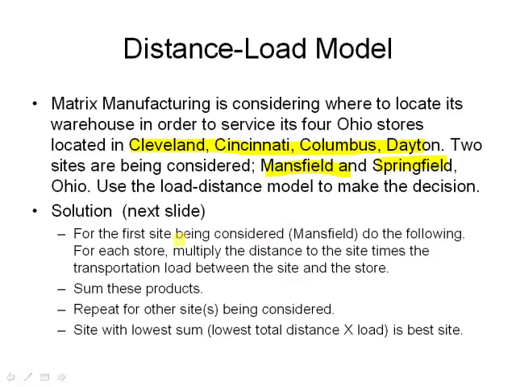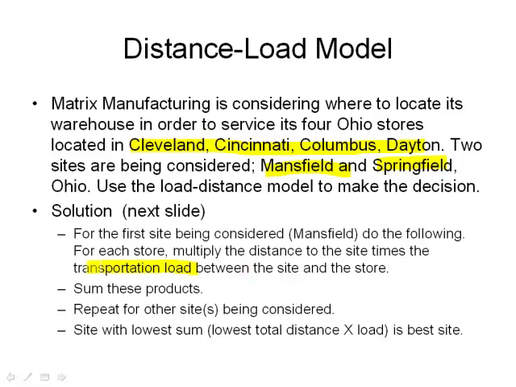The way we make this decision is we do one analysis for Mansfield and we do one analysis for Springfield. If we were dealing with 3 different potential sites, we do 3 different analyses. So for one of the sites, let's say it's Mansfield, the first thing that we do is we make a list of the 4 stores, and then for each store we take the distance to the site, in other words the distance between the store and Mansfield, and we multiply that times the transportation load or the transportation volume between the site and the store.